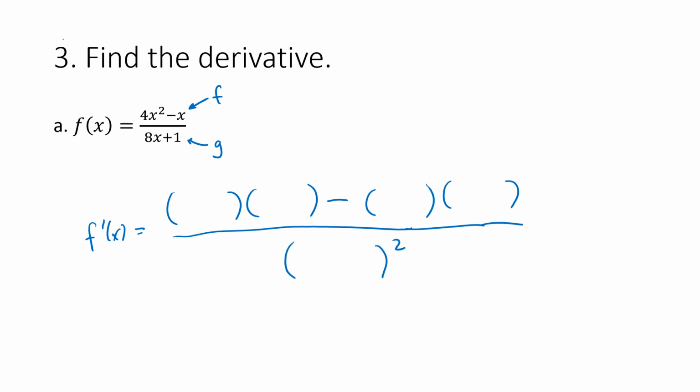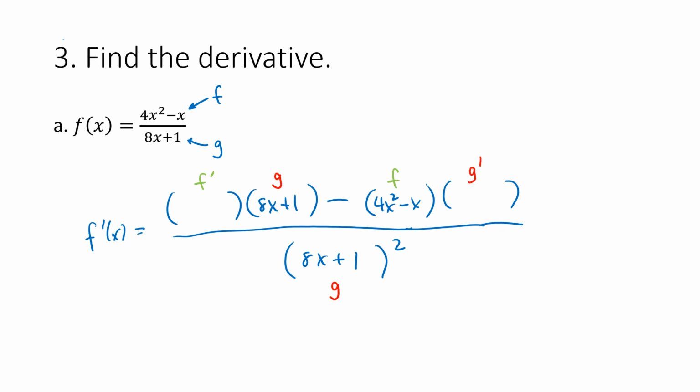So this is going to be f here, f prime here, g here, g prime here, and g on the bottom. So remember, 3 of those 5 spots are just copy and paste. So 8x plus 1 goes here, f, that's going to be 4x squared minus x, and g, that's going to be 8x plus 1 again. So those are ones I don't have to think super hard about.